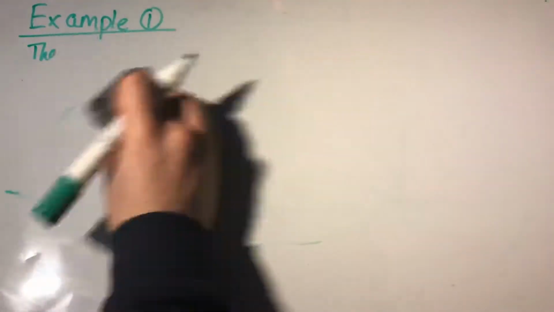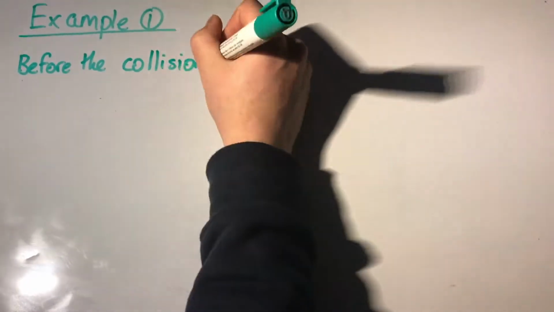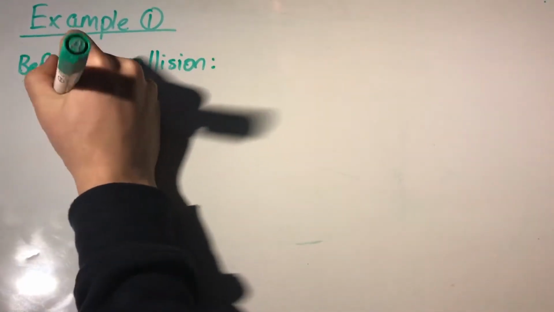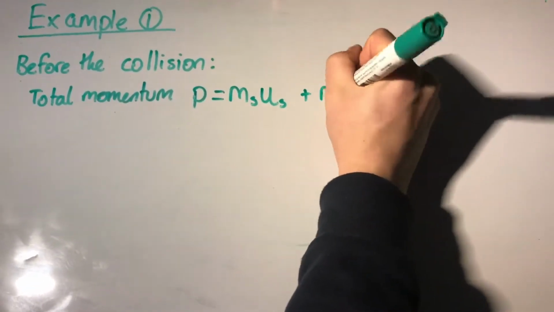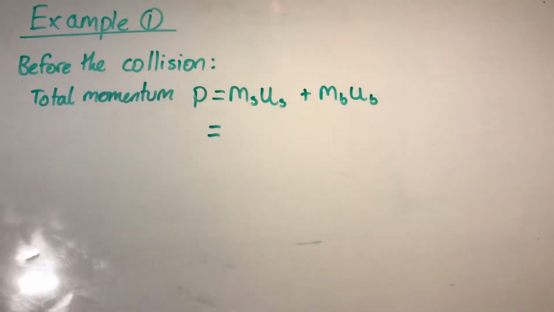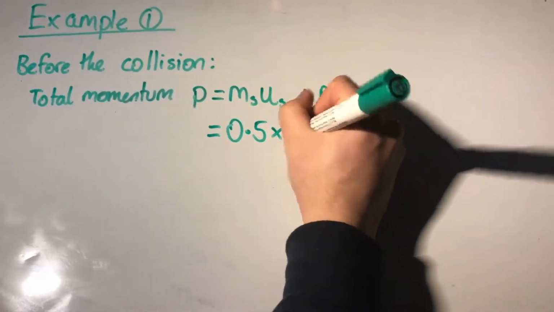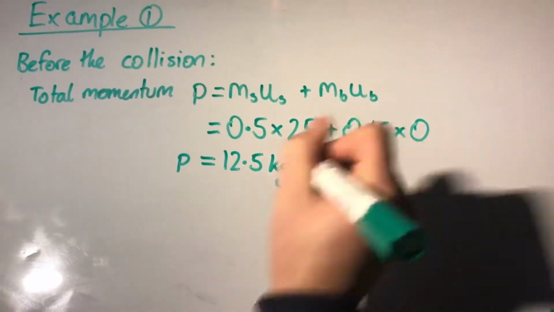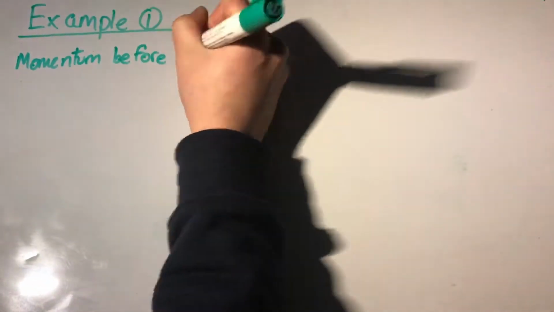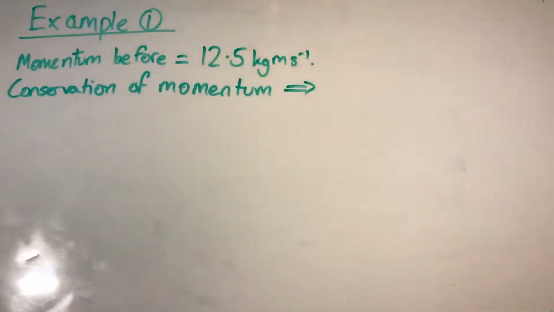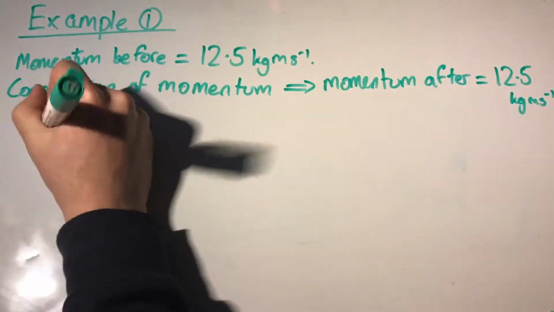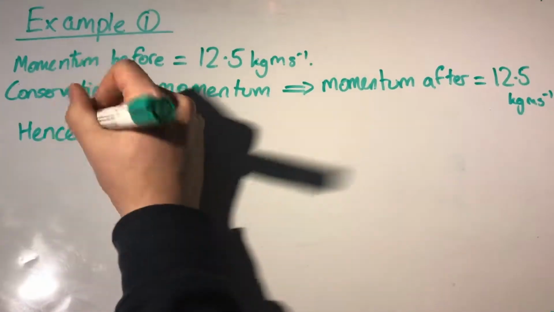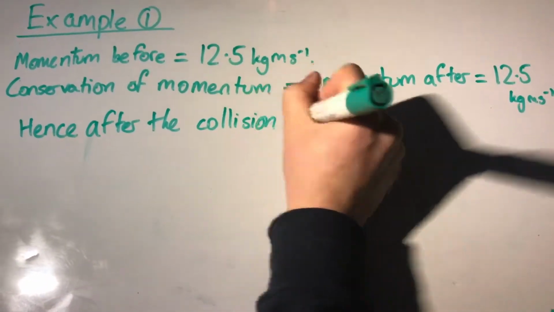We begin by calculating the total momentum before the collision. This is the mass of the stick multiplied by the velocity of the stick added to the mass of the ball multiplied by its velocity. In this case, we have 0.5 multiplied by 25 plus 0.15 multiplied by 0, meaning that we have a total momentum before the collision of 12.5 kilogram meters per second. Now that we have this value of 12.5 kilogram meters per second, we can use the law of the conservation of momentum to realise that the momentum after the collision must also be 12.5 kilogram meters per second.